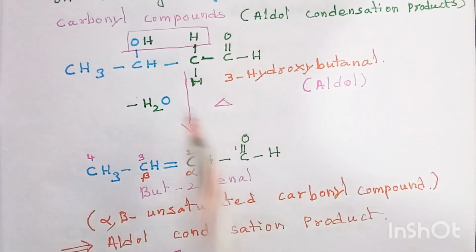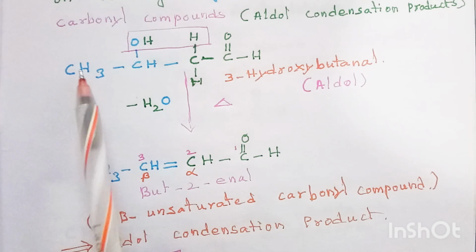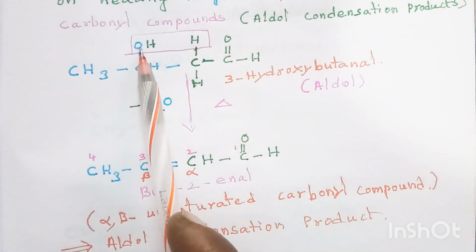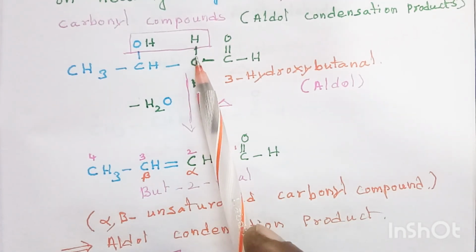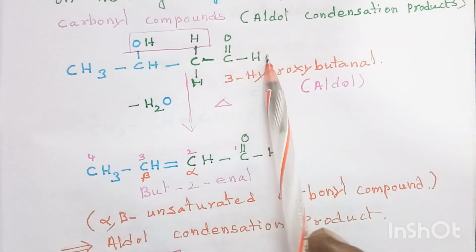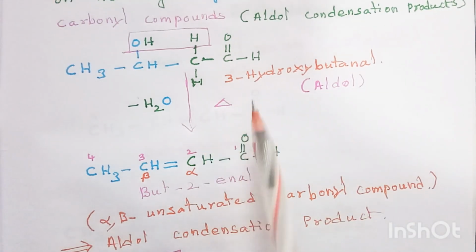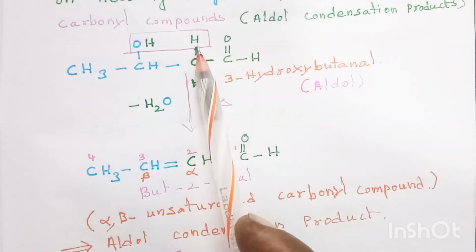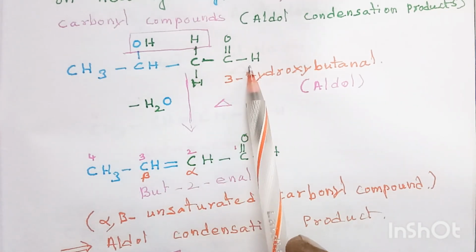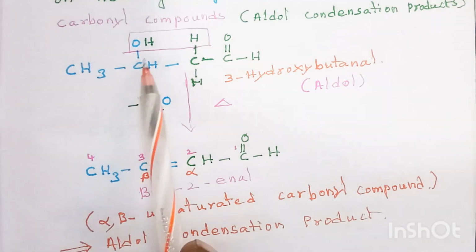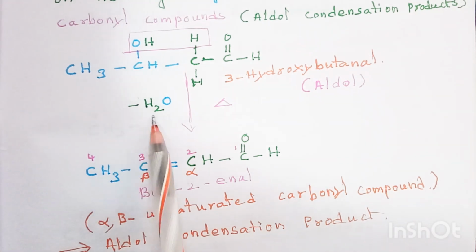So first we have taken 3-hydroxybutanal, CH3 CHOH and CH2 is written as CH and H, C double bond O H. This is 3-hydroxybutanal. This is the aldol. And we heat it. When we heat it, this alpha hydrogen of the alpha carbon of the second molecule of acetaldehyde and OH will join together to form water, and it is eliminated as a water molecule.